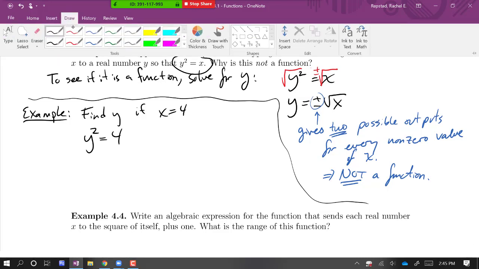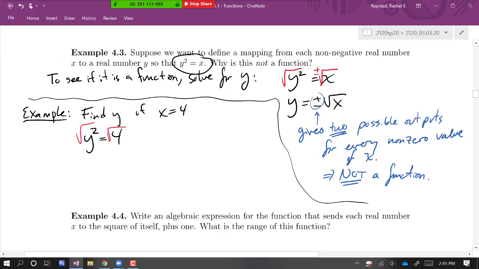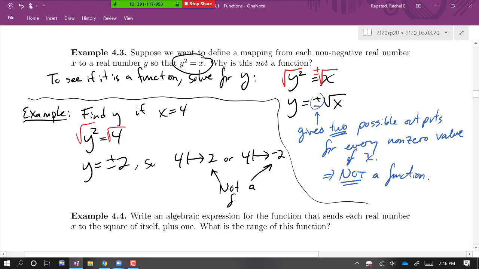And if I want to solve this, I have to take the square root. I'm looking to figure out what values I square to get 4. And of course, that's plus or minus 2. We get two different outputs. The way that we might think of this in mapping language is to say that 4 maps to 2 or -2, and then we got these two outputs, not a function.